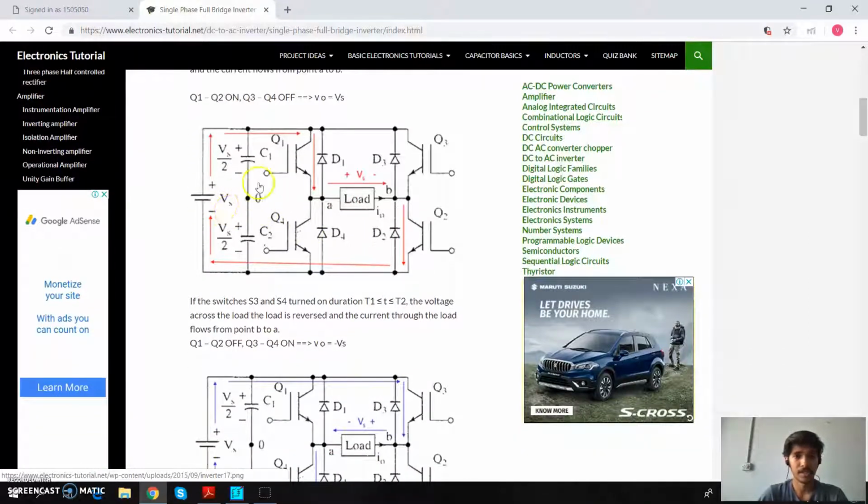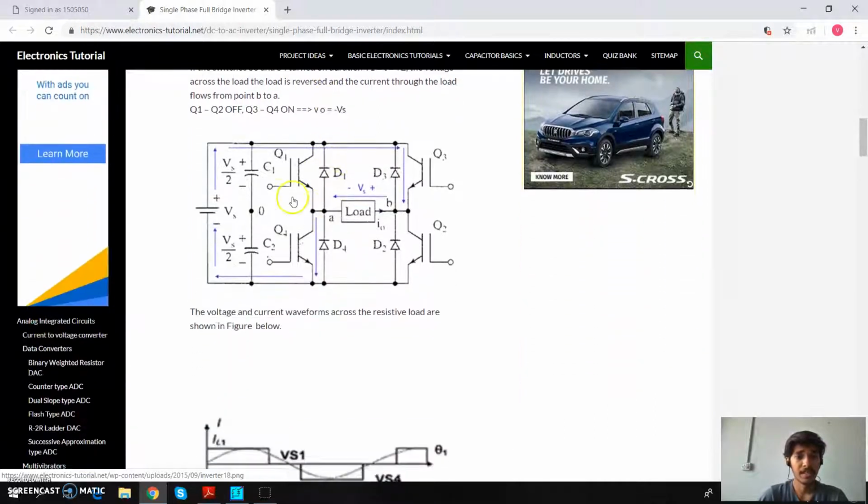In the first case, the IGBTs Q1 and Q2 are made on and Q3 and Q4 are made off. The current flows from positive of the DC supply through the Q1, through the load, Q2 and towards the negative of the power supply. In this way the voltage we acquire at the load is positive Vs.